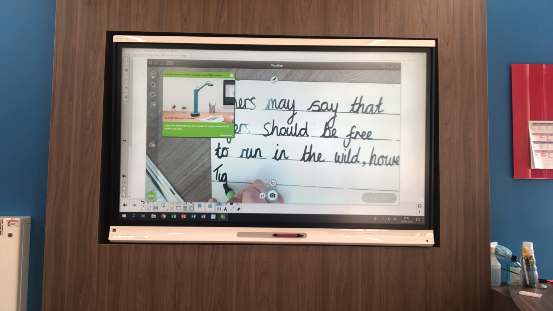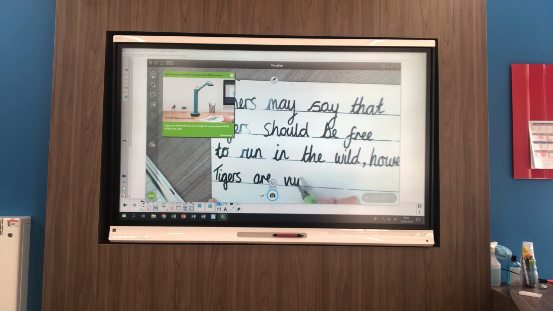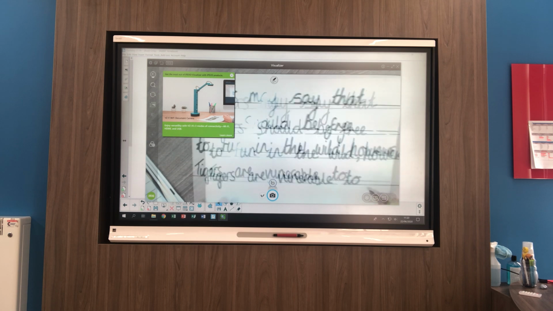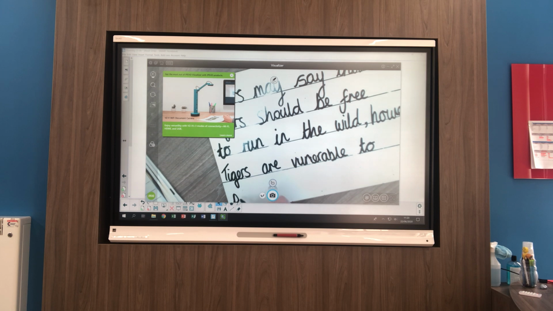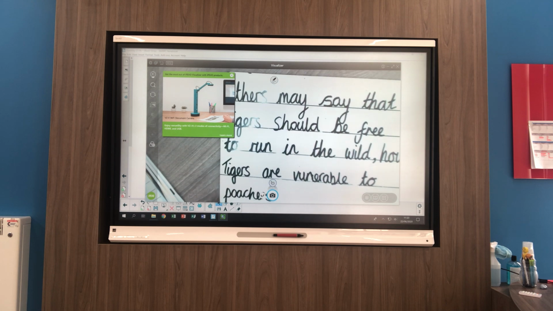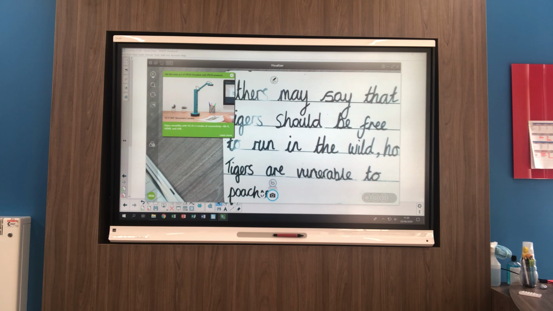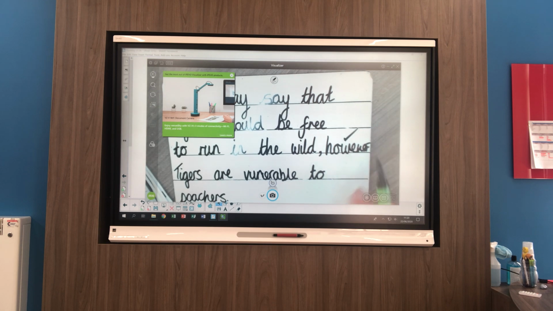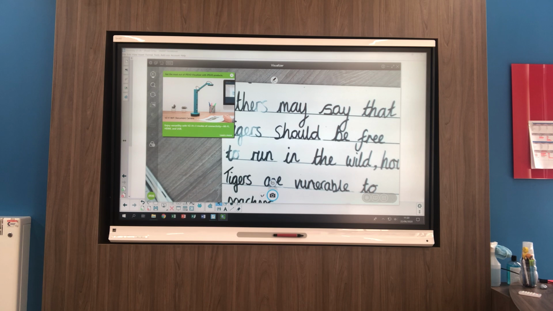So however, tigers are vulnerable to, now I know from the pack that I've had a look at that poachers are people that will go and illegally hunt tigers, so they are vulnerable to poachers. So I'm going to put that here. So my sentence, if I try and squeeze that on, others may say that tigers should be free to run in the wild. However, which is my contrasting conjunction, however, tigers are vulnerable to poachers.